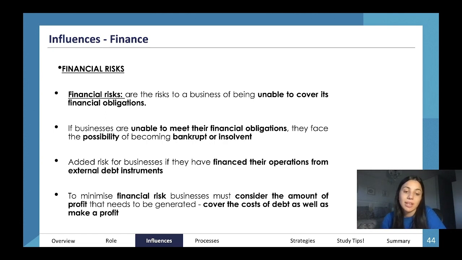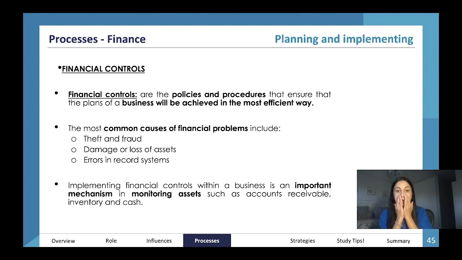So to minimize financial risk, businesses must consider the amount of profit that needs to be generated and then make sure that they're covering the cost of that debt as well as making a profit. It's great to make a profit, but if all it's doing is covering the cost of your debt, you're literally at zero. It's like covering that debt and then still making profit on top of that.